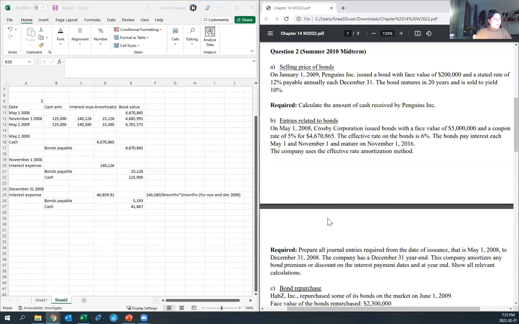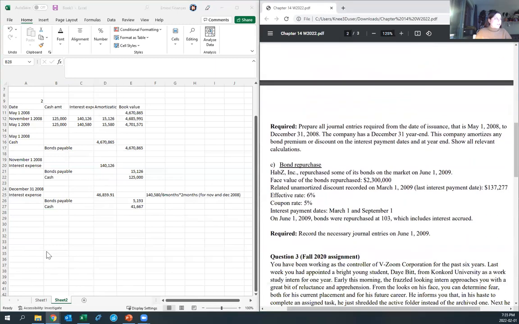All right, so for C, bond repurchase, what we're going to have to do is basically get rid of our old debt. I think it's just getting rid of our old debt because they're paying it back. I'm going to read first.